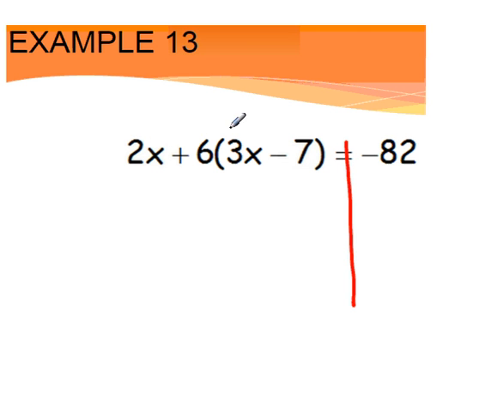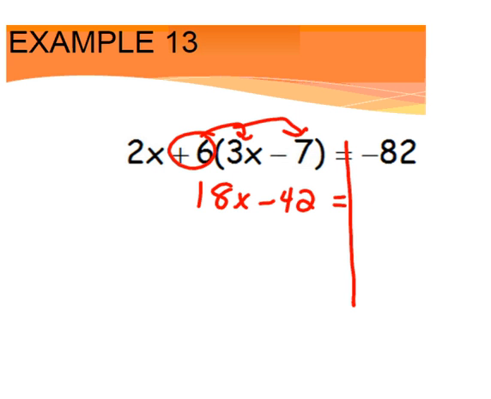So this distribution over here has to come first because distribution is multiplication. So we're going to distribute that 6 to everything inside the parentheses. And that will leave me with 18x and a negative 42. I can then bring down the 2x from the front and the equals negative 82.